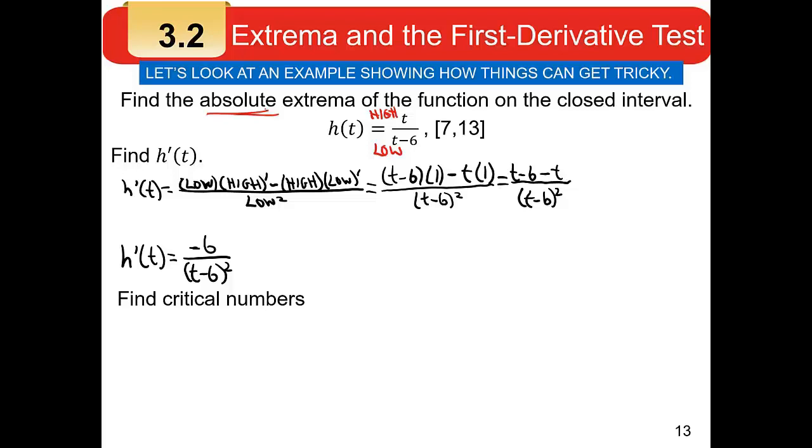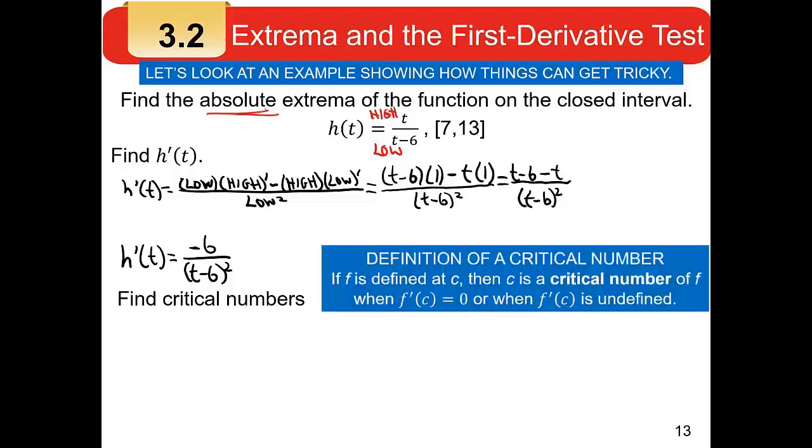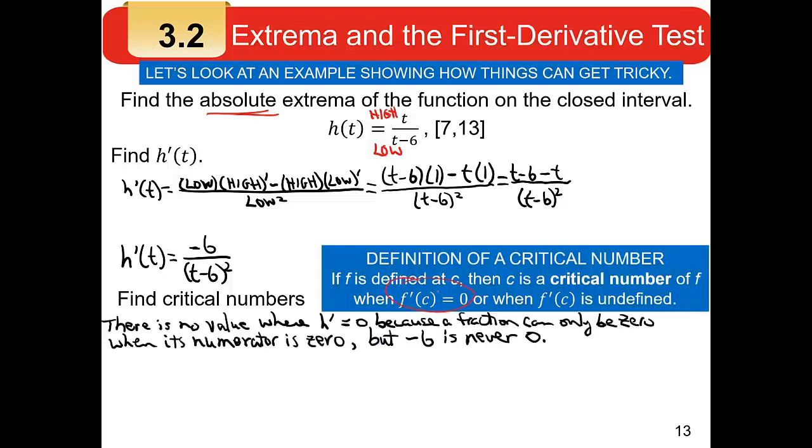Well, what makes the derivative 0? Notice the numerator of that fraction is minus 6. How can you make a minus 6 equal 0? You can't plug anything in for t and make minus 6 equal to 0. So there aren't going to be any values where the derivative is equal to 0, because the fraction has a numerator that's just a number. You can't make it 0. And you know you can't make the denominator 0.